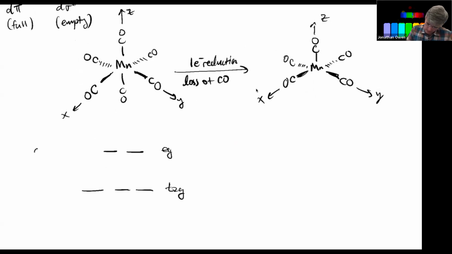So we can do a diagram like this. Where this is d sigma star, x squared minus y squared and dz squared. And this is d pi, xy, xz, and yz.